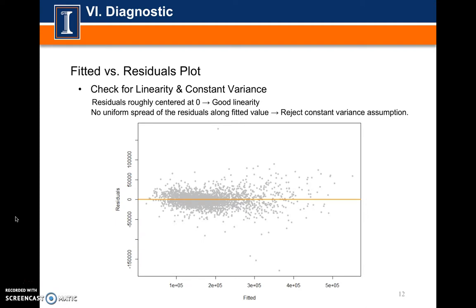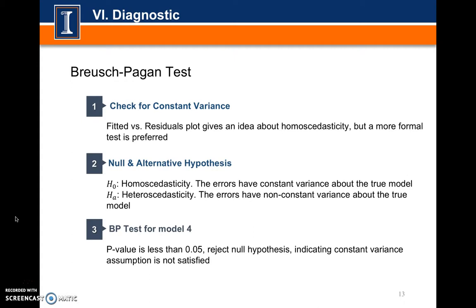Then we start to do the assumption checking. First, we use the fitted versus residual plot. This plot can be used to check the linearity and constant variance assumptions. We find the residuals roughly centered at 0, suggesting good linearity of our data, but no uniform spread of the residuals along the fitted values, which means we should reject the constant variance assumption.